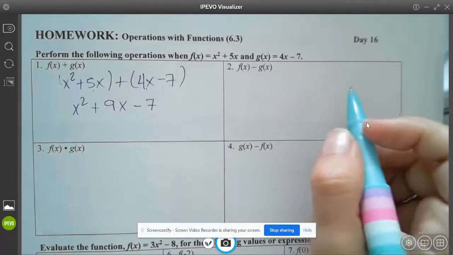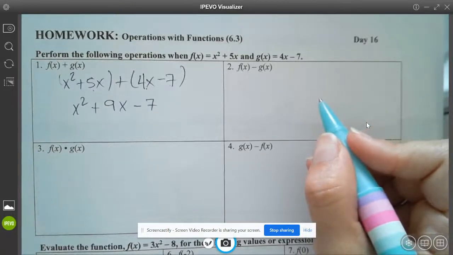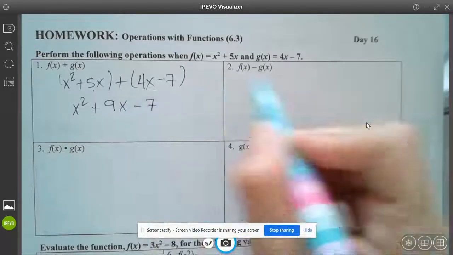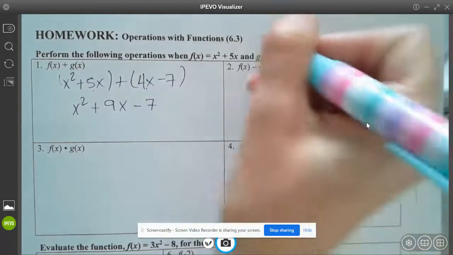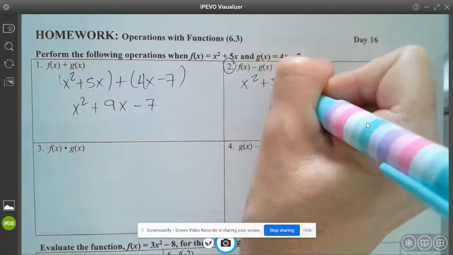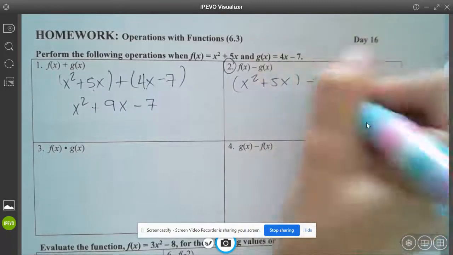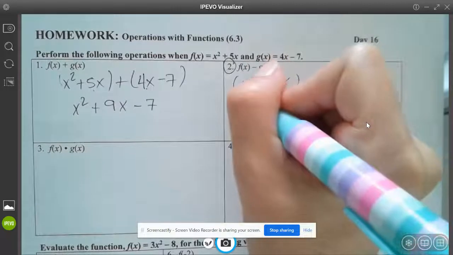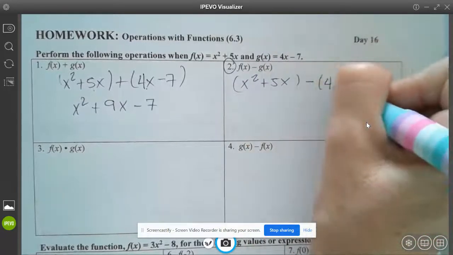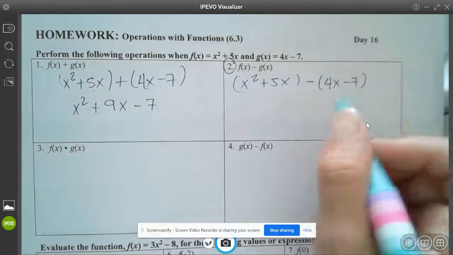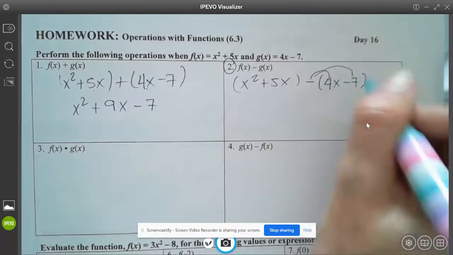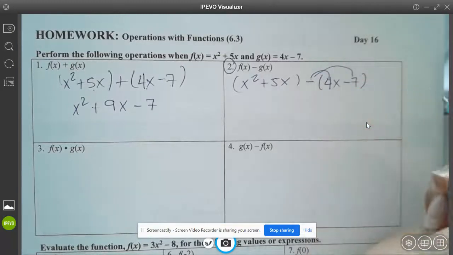Okay. All right, let's do the next one here. So let's subtract them now. So we have x squared plus 5x, right? Minus, so notice the order. It's f of x minus g of x. So this is g of x, 4x minus 7. When we subtract, we have to remember to distribute that negative inside the parentheses here, because you're multiplying by -1.